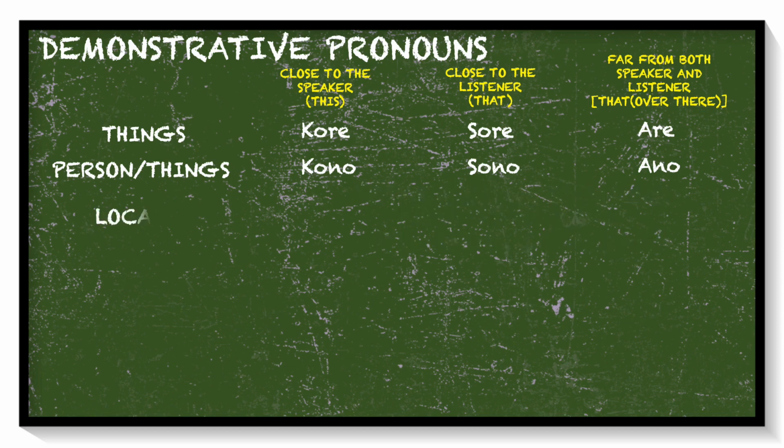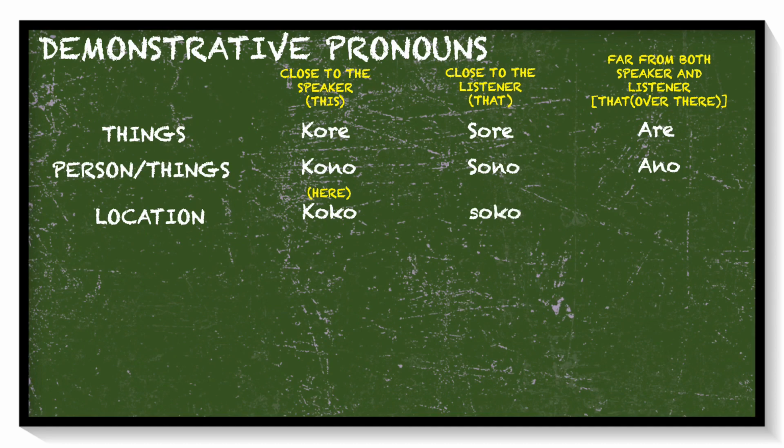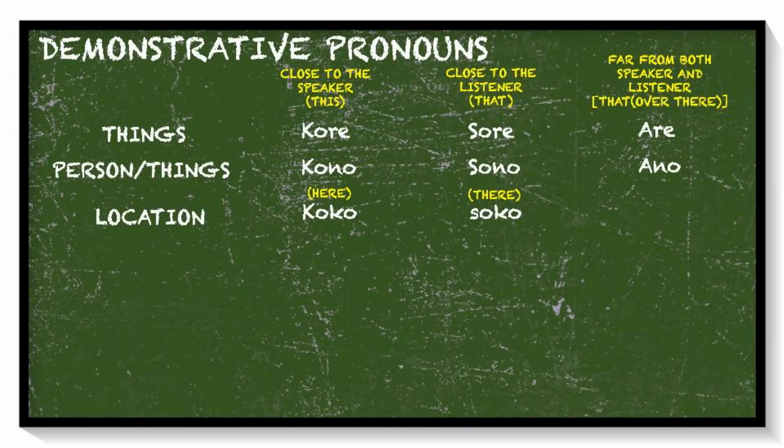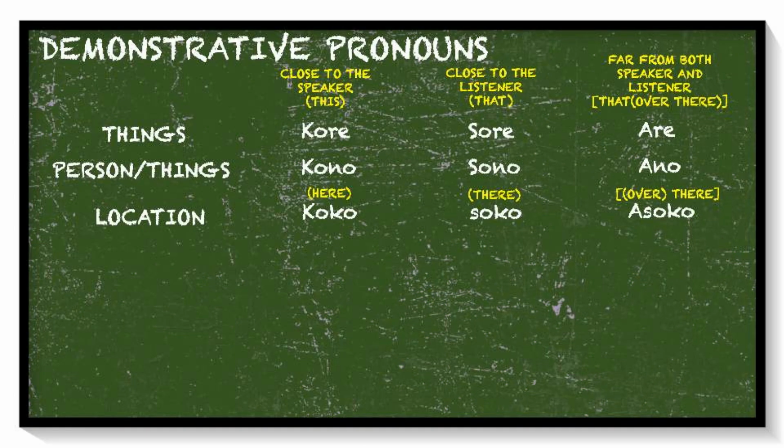Demonstrative pronouns for location. ここ is the equivalent of here in English, where the location is near the speaker. そこ is the equivalent of there in English, where the location is far from the speaker but near the listener. あそこ is also equivalent of there in English, but the location is far from both the speaker and the listener.